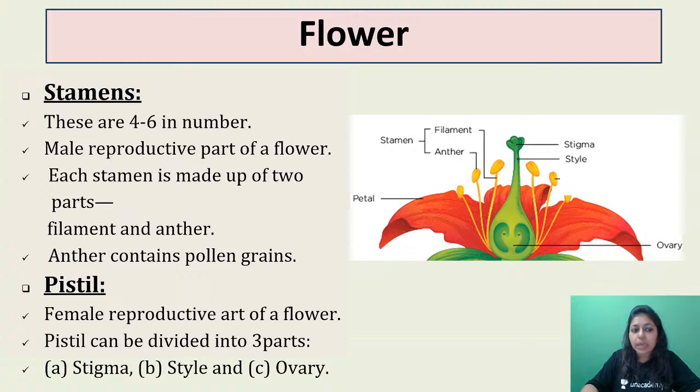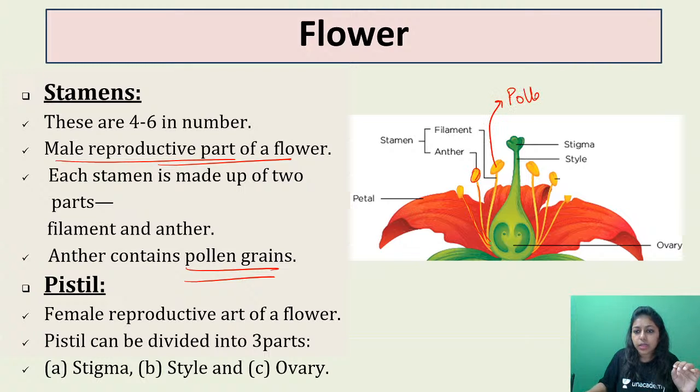So here we have stamen. I showed you the flower, you remember, in one of the classes. So these are stamens, which are 4 to 5 or even more in number. Now, you can see that this is a male reproductive part, and each stamen has two parts. One is the filament, this long tube, and then we have this anther. And you know this anther contains pollen grains.